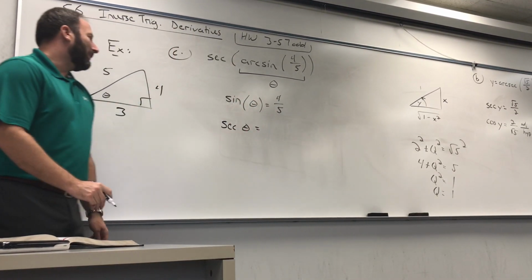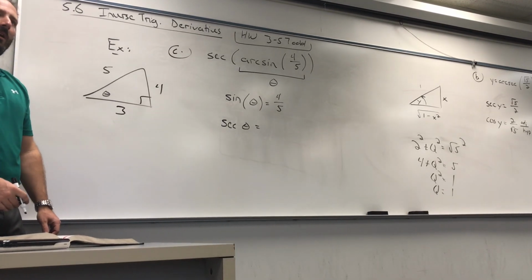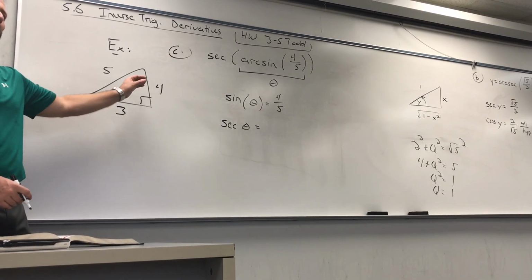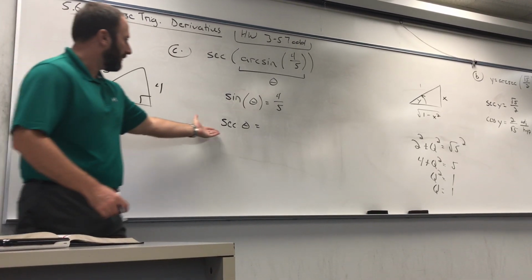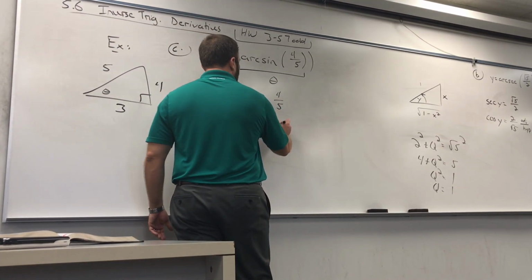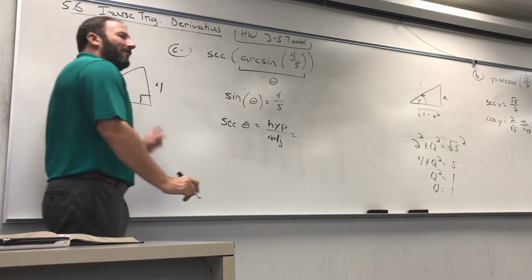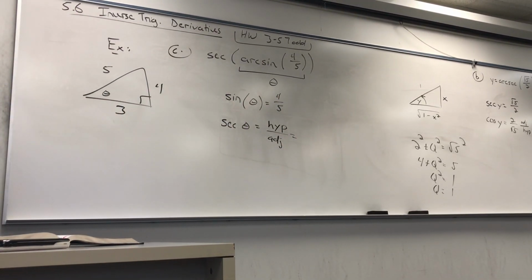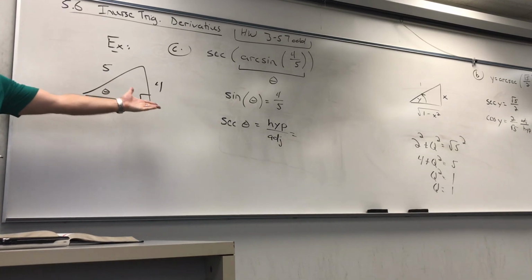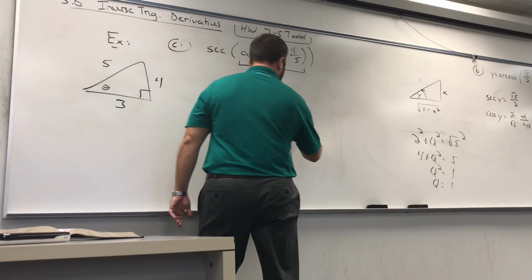Secant we know is the reciprocal of cosine. Cosine we had just seen was adjacent over hypotenuse. So secant's going to have to be hypotenuse over adjacent. Basically, once we get the reference triangle drawn, it's game over. So hypotenuse over adjacent, we would have 5/3 here for an answer.